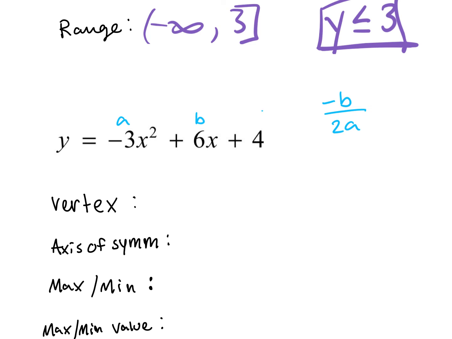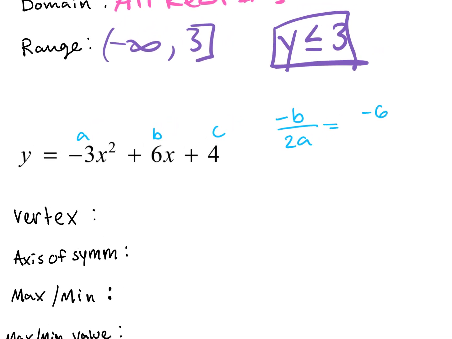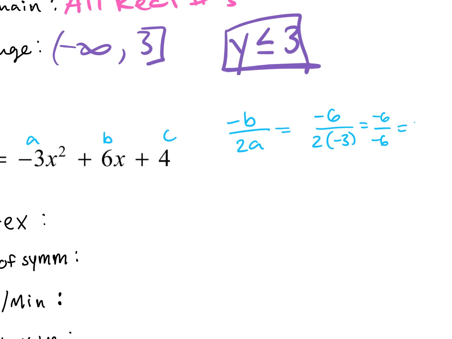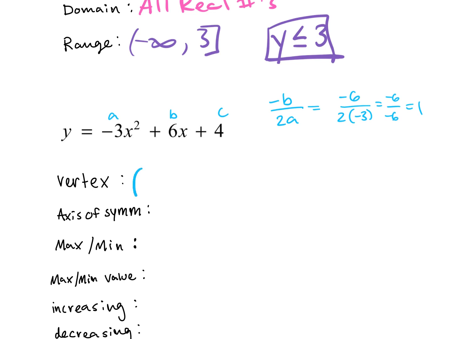So I have my a, b, and c. Negative 6, and then we get 2 times negative 3. So we do negative 6 over negative 6, and it's equal to 1. Awesome. Be super careful with the signs. People messed up the signs on the quiz, and that was probably the most common mistake, and then everything else was just wrong after that. So my vertex would be 1.